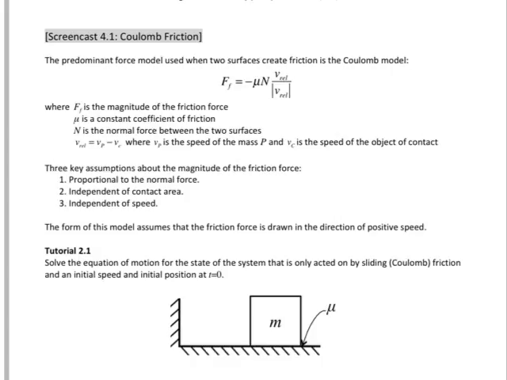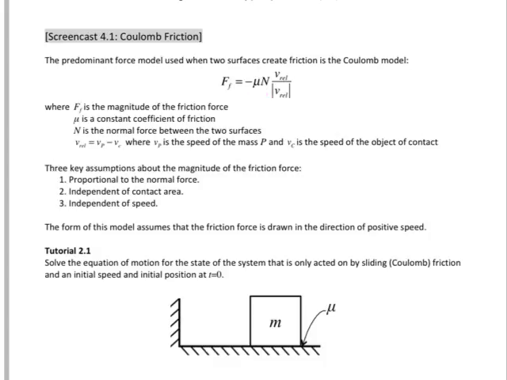You've probably seen this model before from physics, in which the friction force is equal to a proportion, defined by a constant coefficient of friction, times the normal force. The Coulomb friction model has three assumptions that we have to take into consideration. The first is that the magnitude of friction is proportional to the normal force, and we see that because we have a coefficient of friction multiplied by the normal force.